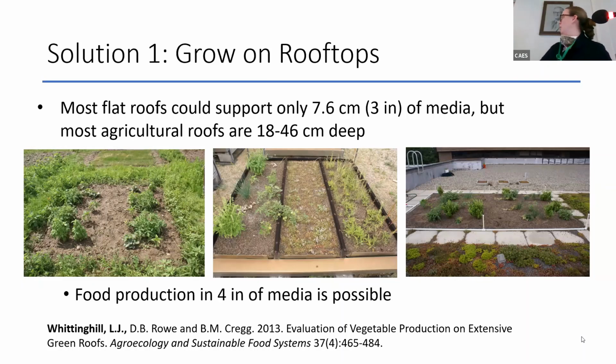And then we also had some plots on the roof of our building, which we were able to deepen the media in that area just enough to get to that 4 inches. And we did find that growth in the platforms and on the roof was roughly comparable to what we were seeing in our ground level sort of vegetable garden plots. But it did vary depending on the weather conditions of the year. So the 3rd year of experimentation was very cool and cloudy in the summertime. And the warmer environment of the rooftop was actually a lot better for the tomatoes and cucumbers than the ground level plots.